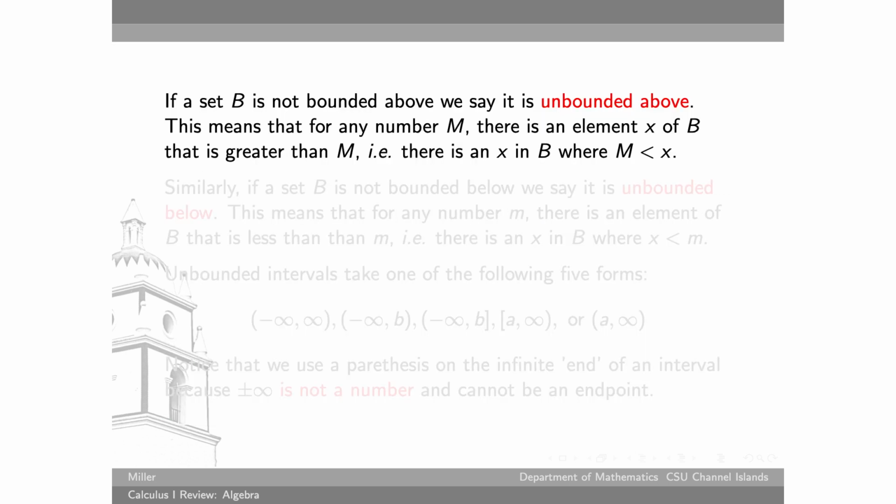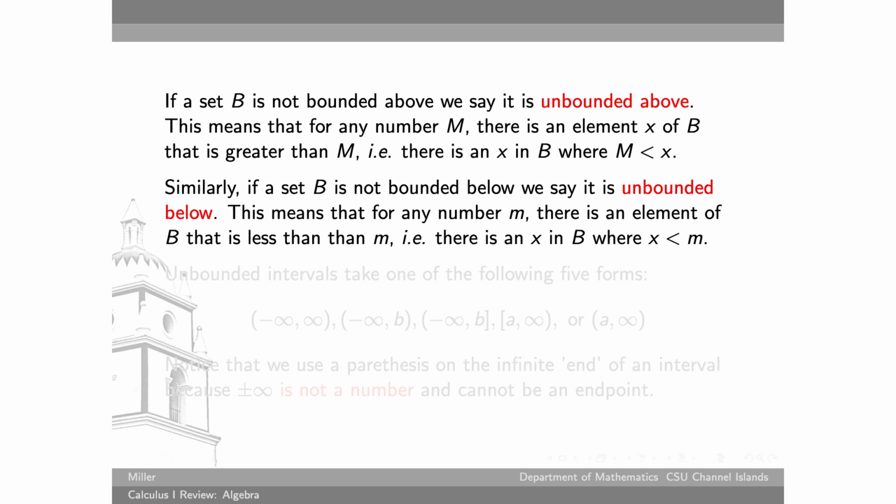If a set b is not bounded above, we say it is unbounded above. This means that for any number m, there is an element x of b that is greater than m. That means there's an x in b where m is less than x.